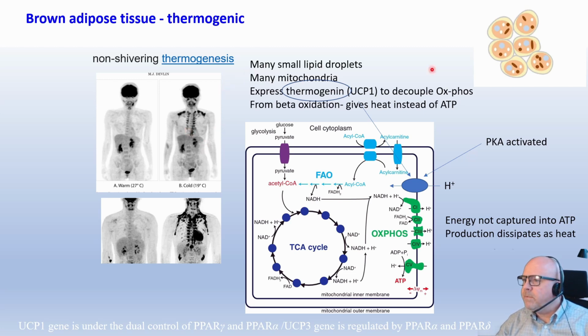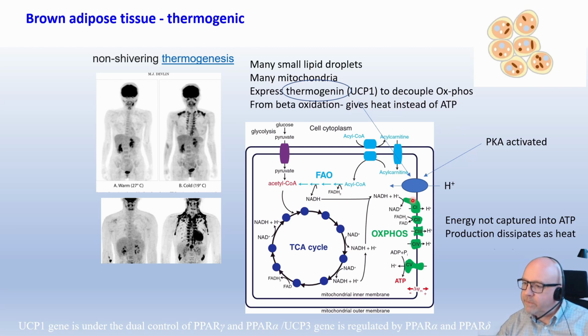So they look a little bit different. The brown adipose tissue has many small lipid droplets, many mitochondria, and then they express a protein called thermogenin, or uncoupling protein 1, UCP1, to decouple oxidative phosphorylation. And then from beta oxidation, we get heat being made instead of ATP.